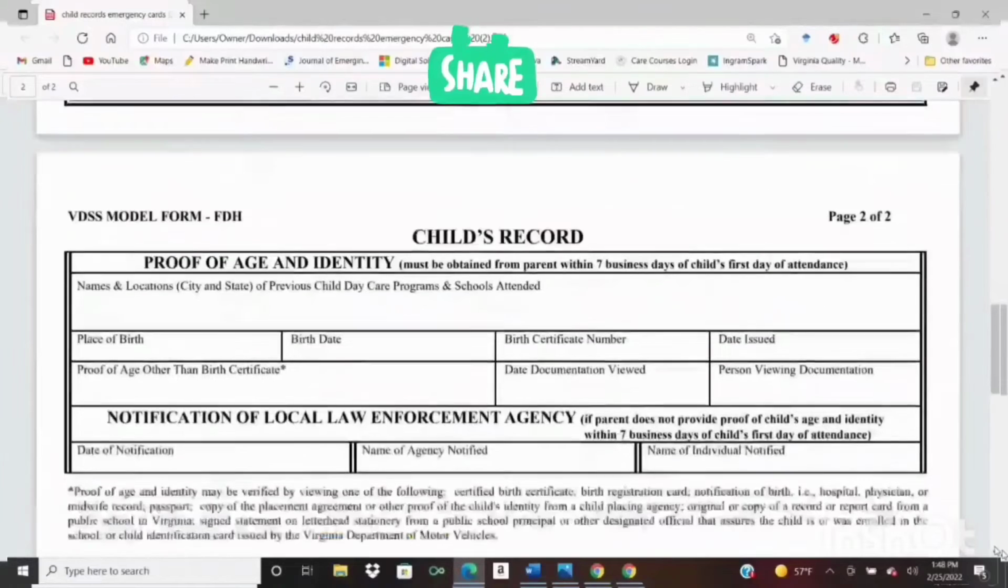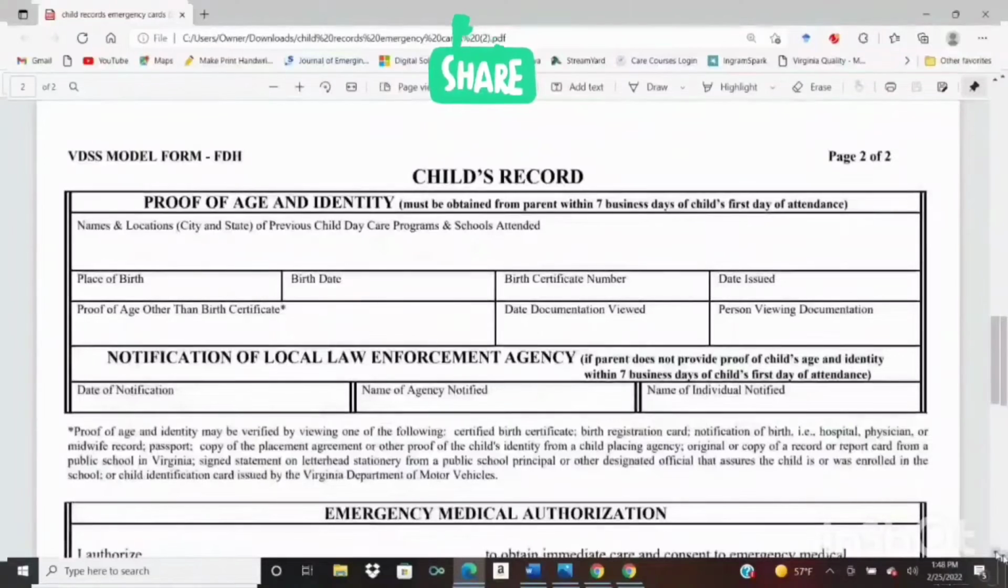Fully. Okay, name and location, city and state of previous child daycare programs and schools attended, place of birth, birth date, birth certificate number, date issued, proof of age other than birth certificate, date documentation viewed, person viewing documentation.